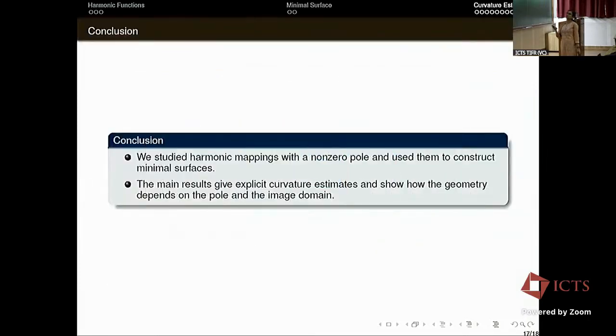To conclude, we studied harmonic mappings with non-zero pole and used them to construct minimal surfaces. Also, we obtained some curvature bounds and showed how the geometry of the surface is controlled by the pole and the projection domain.